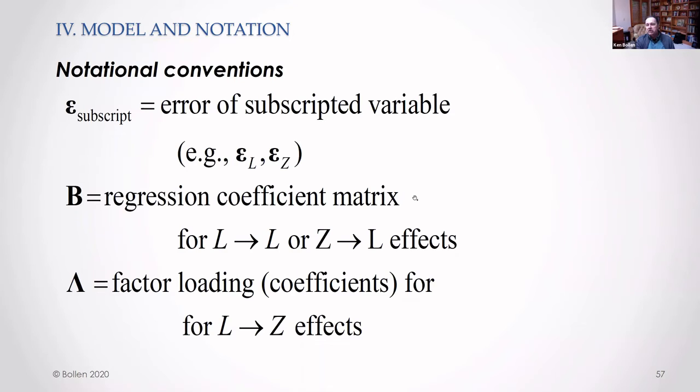B gives regression coefficients. These are L to L, so latent variable to latent variable influences, and Z to L effects. If you have exogenous observed variables that are influencing the latent variable, you also can put that with a B coefficient. The lambda, these are also coefficients. They are factor loadings. They give the impact of the latent variable on their measures.